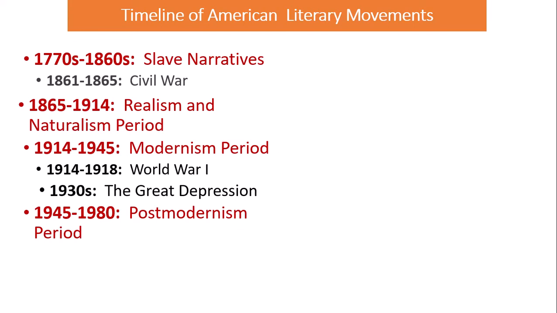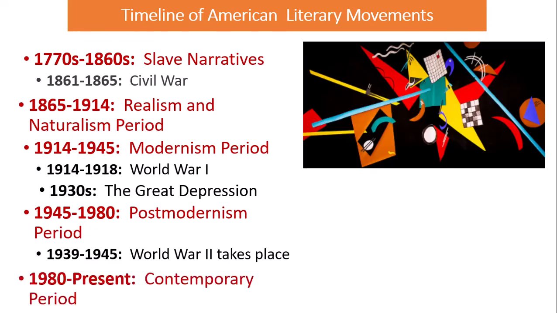I don't know why this all popped up all at once, but then we start the periods that we're going to be looking at more closely in this class. Realism and naturalism, which I'll explain in a little bit. Modernism, that was really between World War I and World War II. So World War I being from 1914 to 1918, the 1930s with the Great Depression kind of informed a lot of those writers. From 1945 to about 1980 is the postmodern period. Some people would say that our contemporary period is still part of that postmodern period, and other people would say that it's not, and we'll talk about that in a couple minutes.